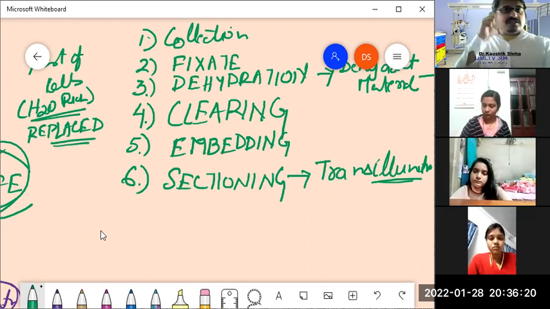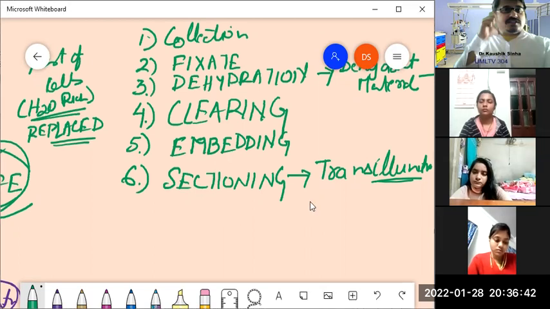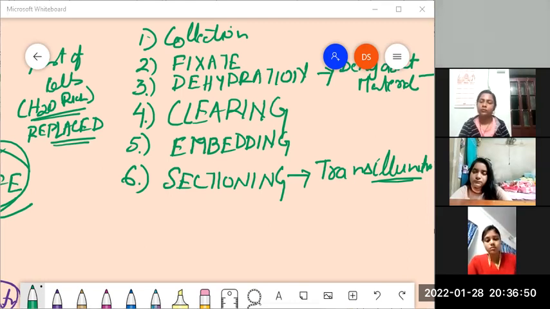Similarly, since the final step is to see, our purpose is to make the tissue as thin as possible. Is the concept clear now? Why do we need to make my tissue as thin as possible? Because of trans-illumination.